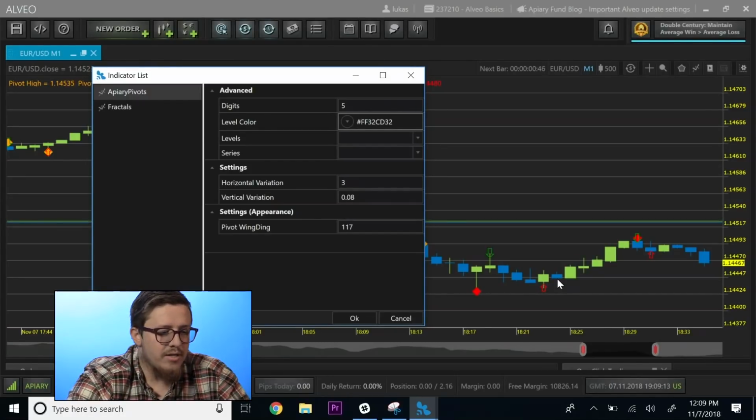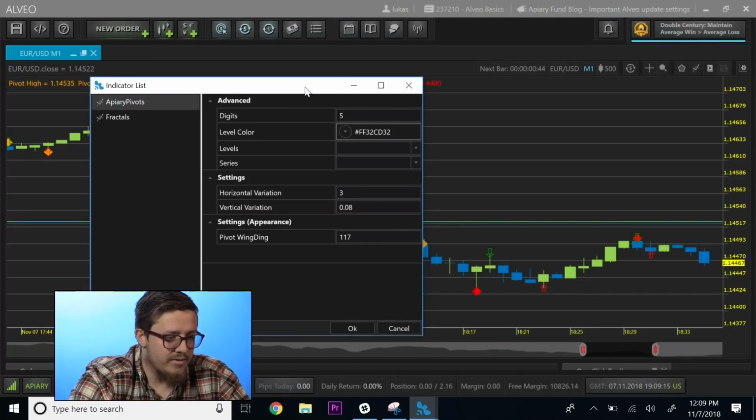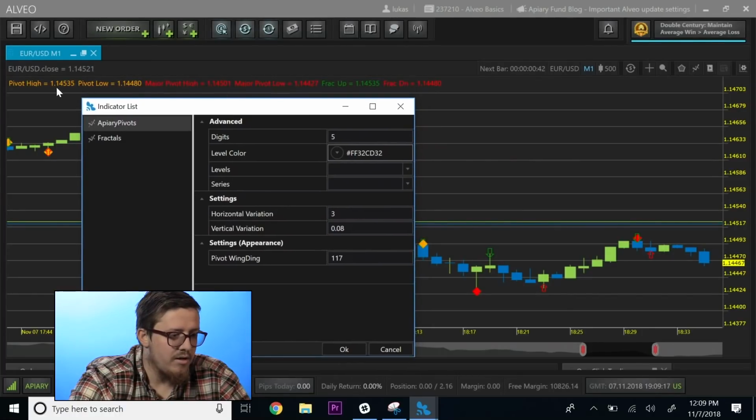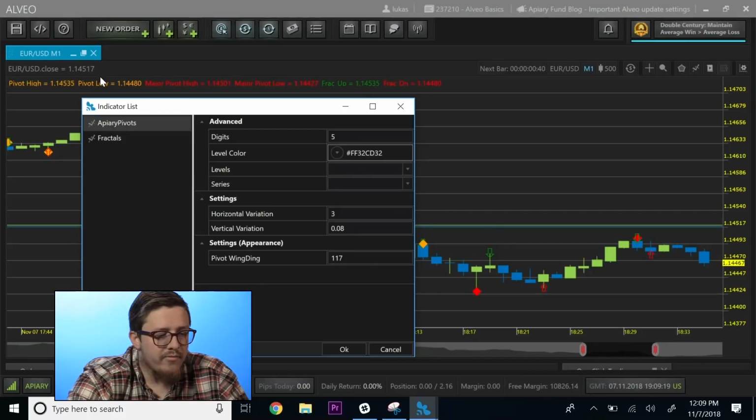So in theory, we should have the pivot there. However, we do not, because there's 2 types of pivots. Let's decrease the settings menu a little bit. You have your pivot, pivot high, pivot low. Then you have major pivots, your major pivot high, major pivot low. The difference between these major pivots and these normal pivots is the second calculation, the vertical variation of the pivots.